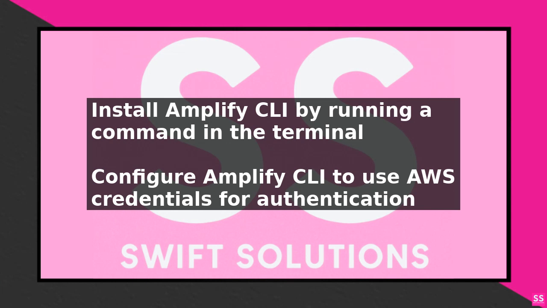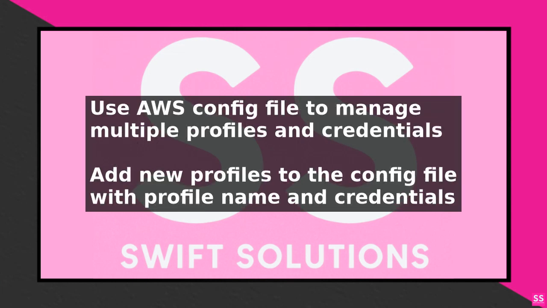To switch between different AWS profiles using the Amplify CLI, you can use the Amplify env command. This command allows you to add, remove, and switch between different environments, each of which can be associated with a different AWS profile. For example, if you have two AWS profiles, dev and prod, you can create two separate environments in the Amplify CLI, each using a different profile. You can then use the Amplify env command to switch between these environments.